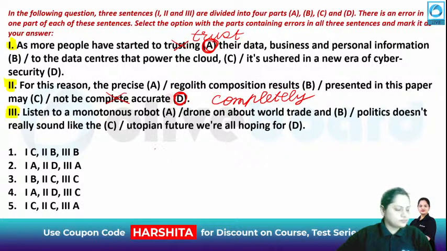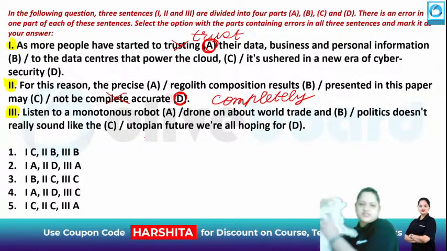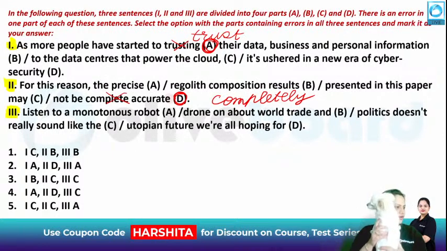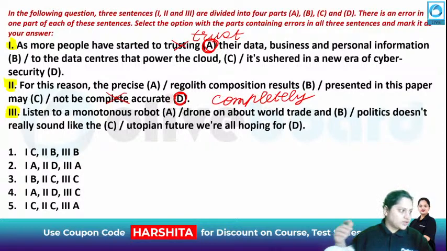Third one, what is the problem? Third one is a little tricky, I will say. I don't know how many of you have found the correct logic. What is it, guys? Drone on is an idiom which means to narrate in a low pitched voice. Now see the part which is wrong here. Listening to a monotonous robot drone on about world trade and politics. Drone on is the correct phrase, guys. Correct idiom.